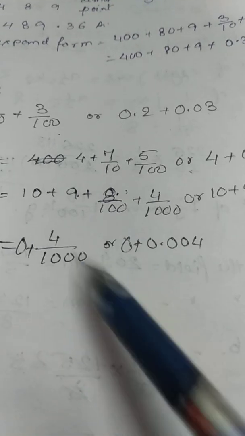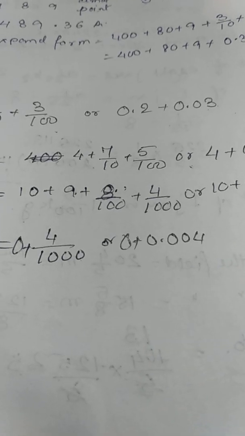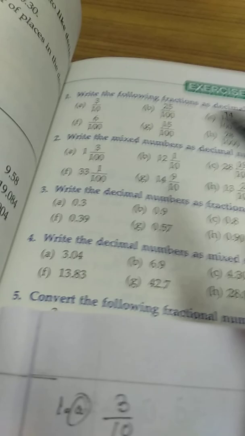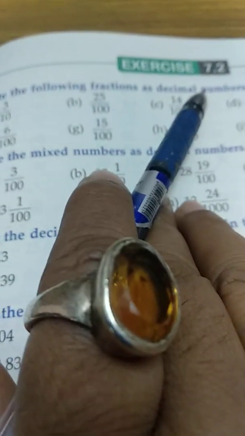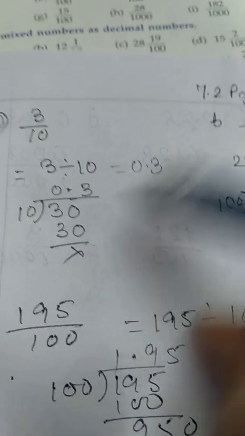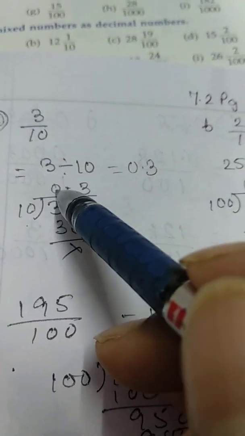Now how this is working, we can find out in the next chapter. So let's do 7.2 also. It is telling us to write the following fractions as decimal numbers. So let's do it. Here 3 by 10. We can write it simply. How does it come? With 10, 3 cannot work, so 0.